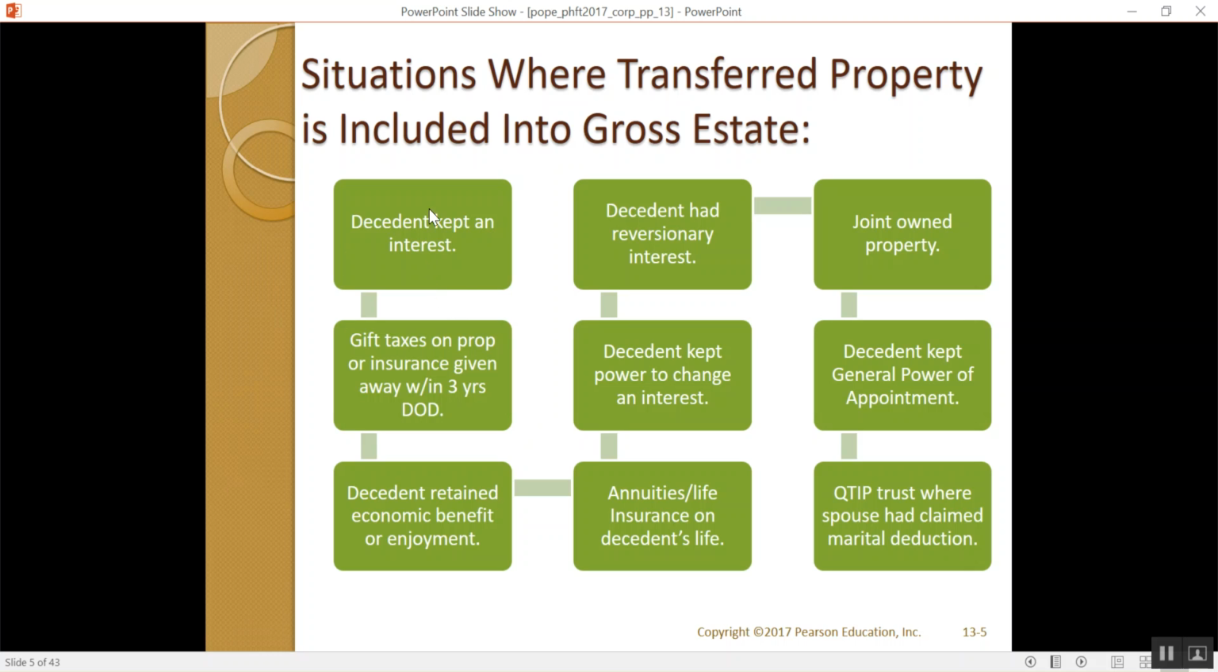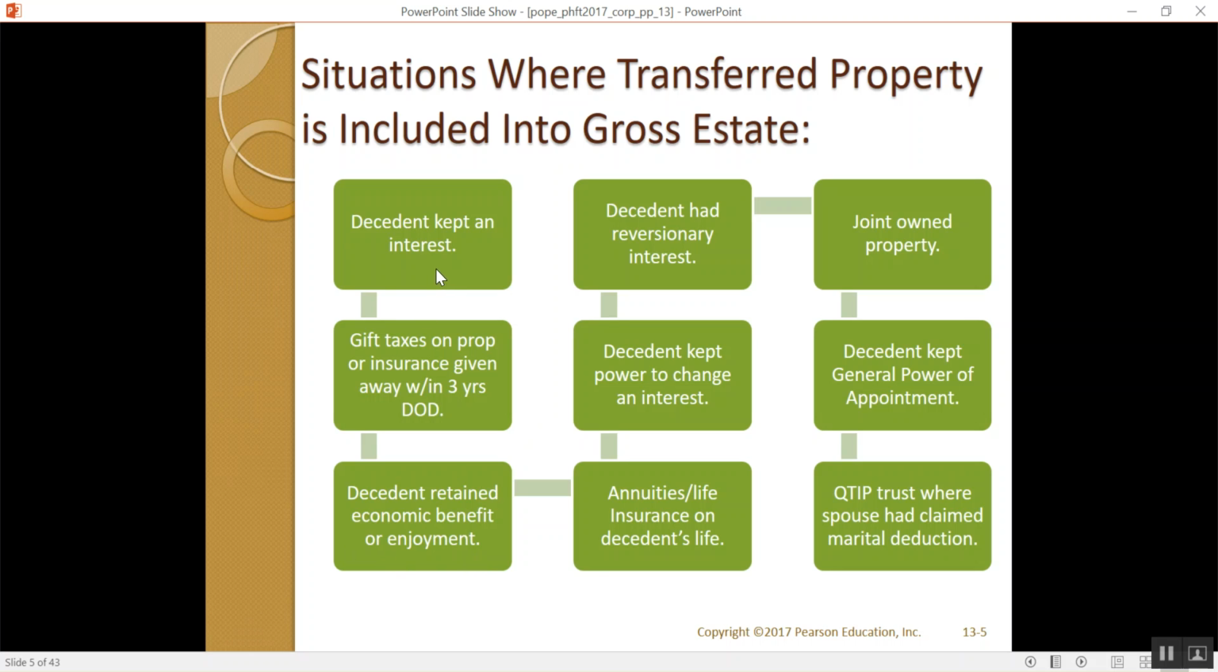So the one we already talked about is where the decedent keeps an interest in the property. Well, it could either be an interest in the property or an interest in the income from the property. So, for instance, down here in the left-hand corner, decedent retained economic benefit or enjoyment. That's covered under that apartment building example.